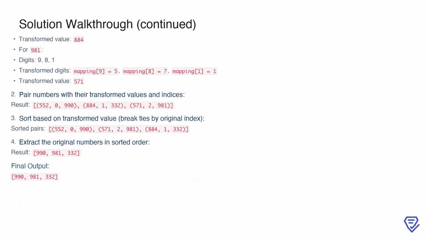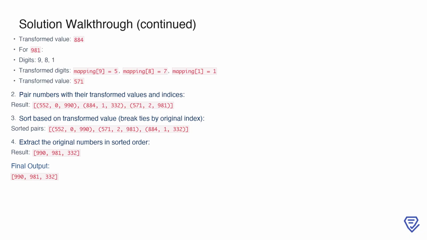For the number 981, we transform the digits 9, 8, and 1 using the mapping. 9 becomes 5, 8 becomes 7, and 1 becomes 1, giving us a transformed value of 571. Now that we have the transformed values for all numbers, we pair each original number with its transformed value and its original index. This results in the list (552, 0, 990), (884, 1, 332), (571, 2, 981).